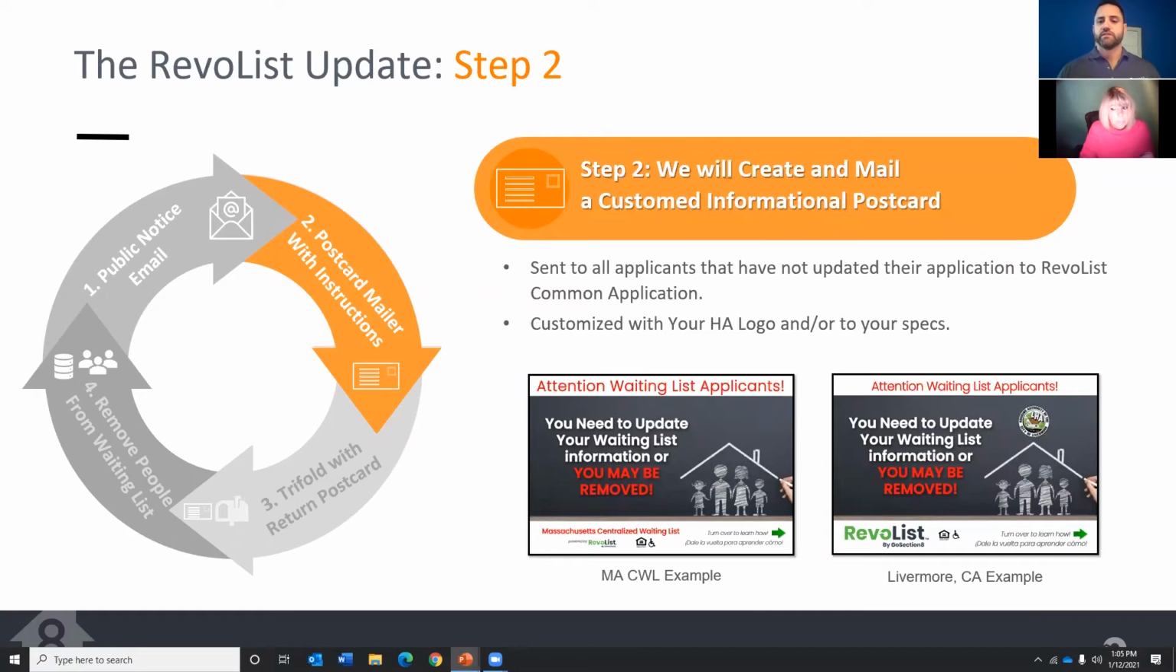Step two is sending out an informational postcard to any applicant that has not updated their application. The purpose of this postcard is to alert applicants of the change in software and the need to update their information. It also advocates the use of online updating, which will then keep applicants up to date continuously in the future. The postcards are customized with your agency logo and information.